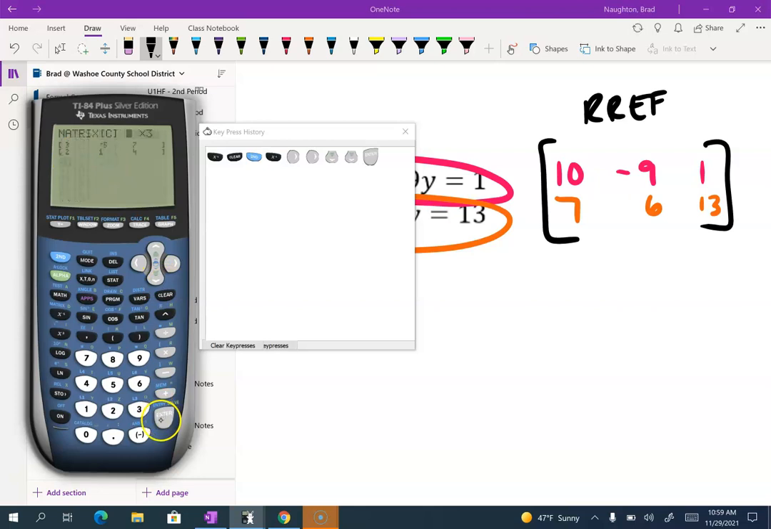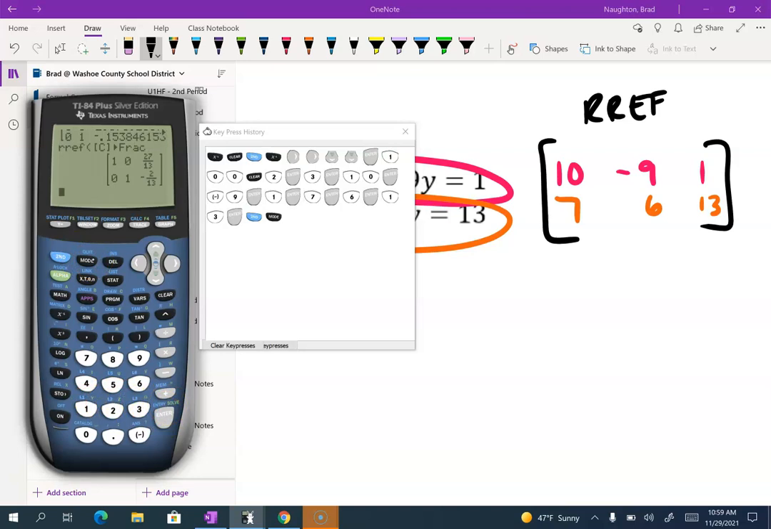It's a 2 by 3 in there. And then we go 10. Oh, sorry. That's why I screwed that up, right? It's a 2 by 3. And then I'm going to put in my numbers. So 10, -9, 1, 7, 6, 13. So then I'm going to go ahead and quit out.